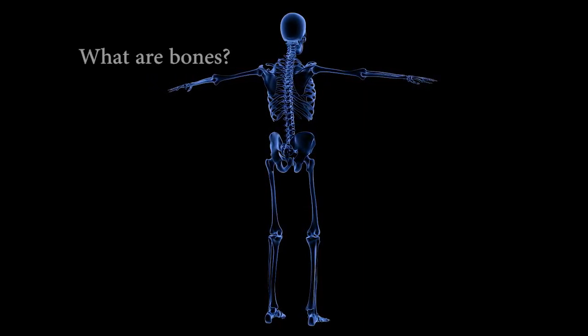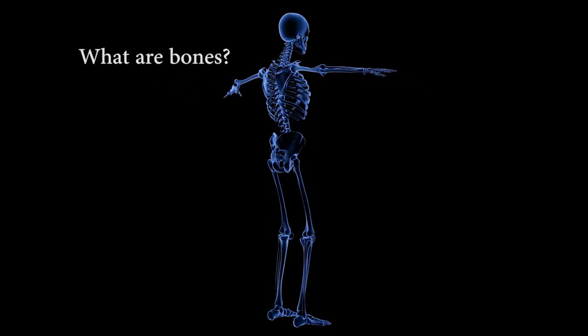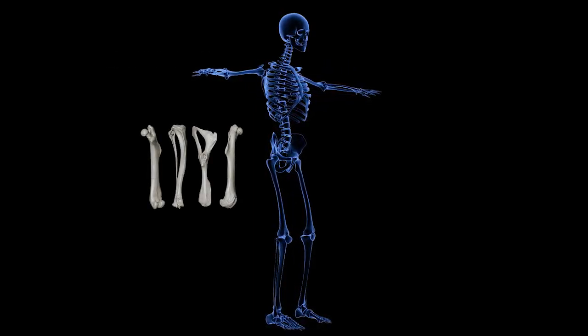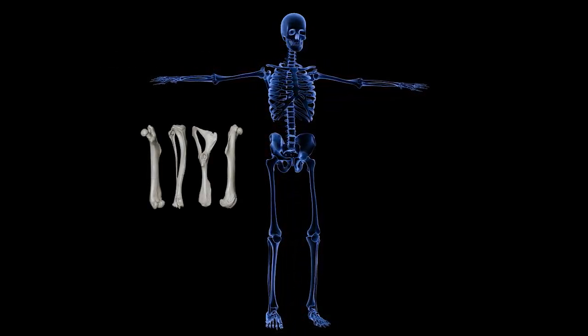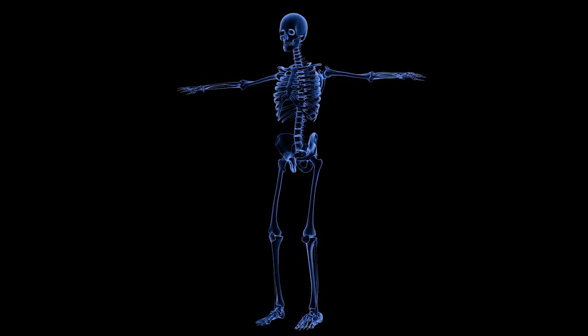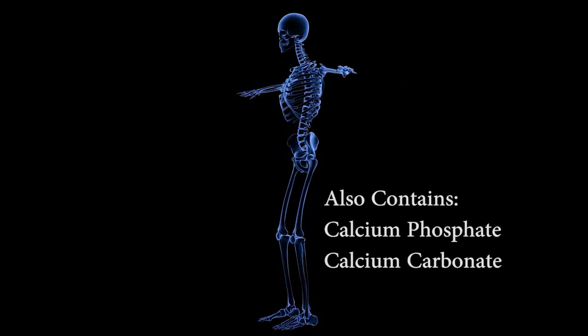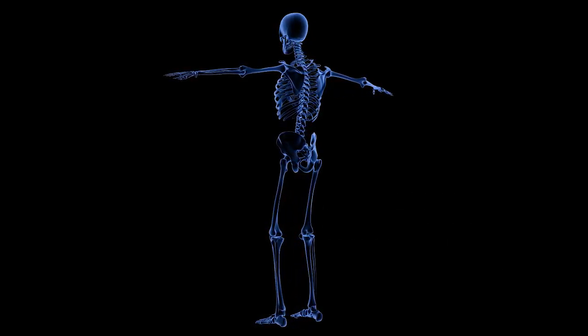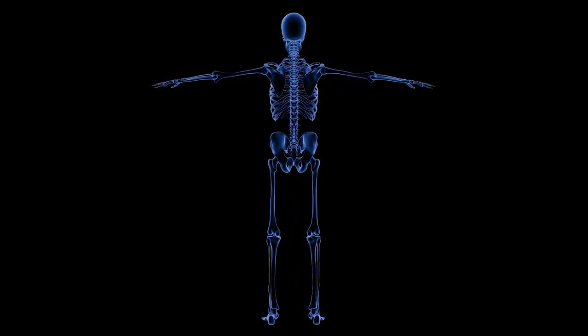First of all, what are bones? Bones are the pieces of hard whitish tissue that make up the skeletal system. They are made mostly of collagen, which is a protein that is woven into a flexible framework. Bone also contains calcium phosphate and calcium carbonate, which add strength and harden the bone. The combination of all these materials contributes to bone's strength and flexibility.